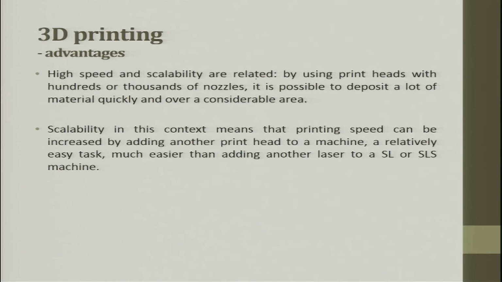High speed and scalability are related. By using a printing head with hundreds or thousands of nozzles, it is possible, whereas when you do an extrusion process, it is only one nozzle. So, here you can have hundreds of nozzles. It is possible to deposit a lot of material quickly and over a considerable area. Scalability in this context means that printing speed can be increased by adding another printing head to the machine. A relatively easy task, much easier than adding another laser in SL process or SLS process machines.